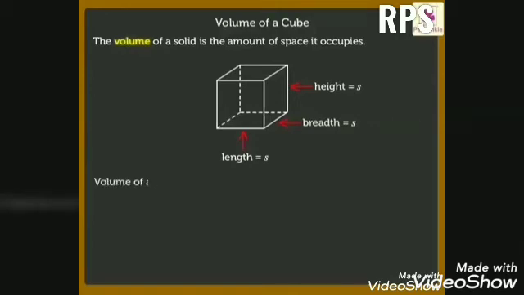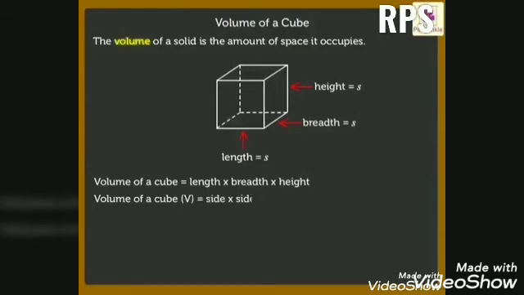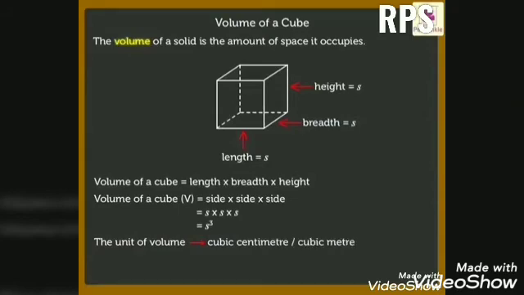We get the volume of a cube by multiplying its length, breadth, and height. Thus, the volume of a cube is equal to side into side into side, which is equal to S into S into S, which is equal to S cubed. The unit of volume is cubic centimeter or cubic meter. We write it as shown.